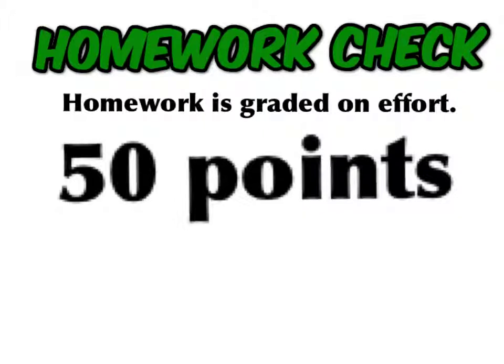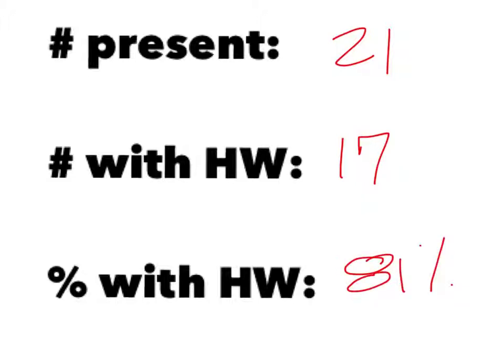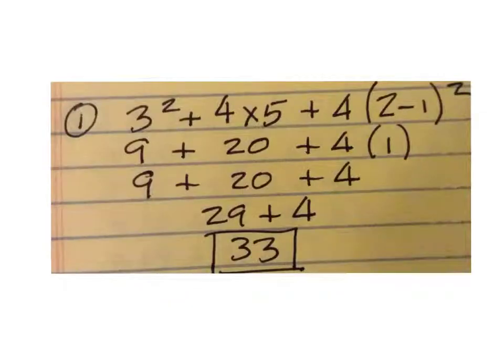The homework check for today is not worth 50 points. It will be worth 100 because you had double the amount of problems. The after-test assignment had 20 on it. We have 17 out of 21 with homework today. That translates into 81%. I'll show you the answers and then you can ask questions about them after we go through the answers.